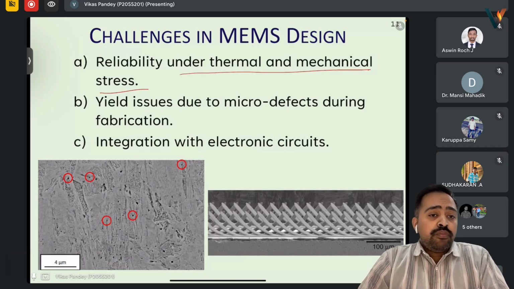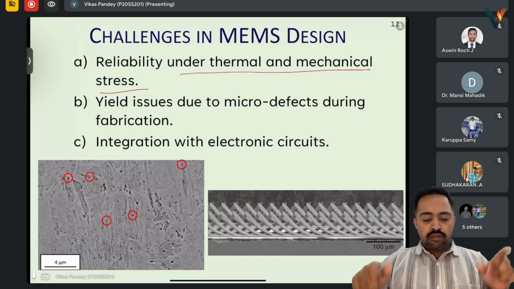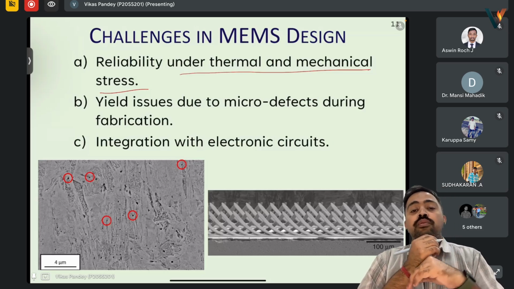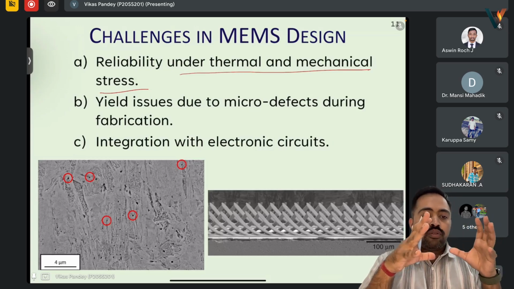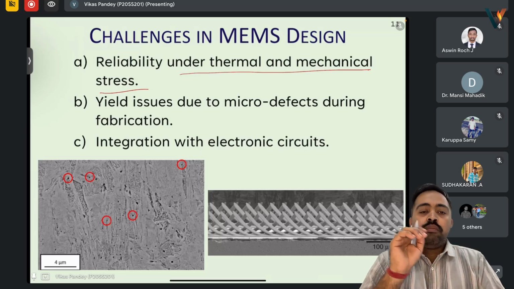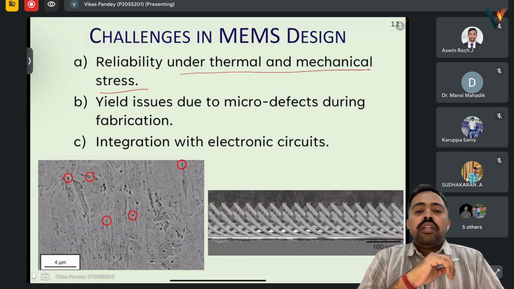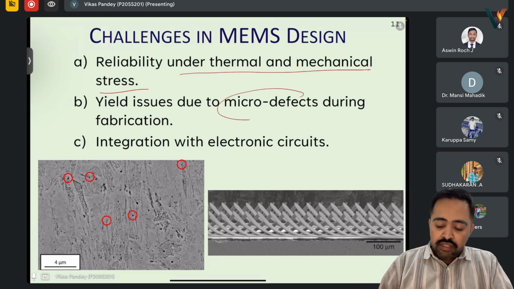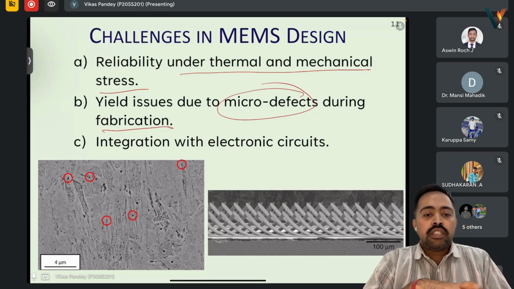yield issue. That is, when you are making these devices on a single chip, if you are making 200 devices, you might be able to get only 100 or 120 devices working, not all. So yield is an issue because there are defects during fabrication. We will be seeing the fabrication steps.